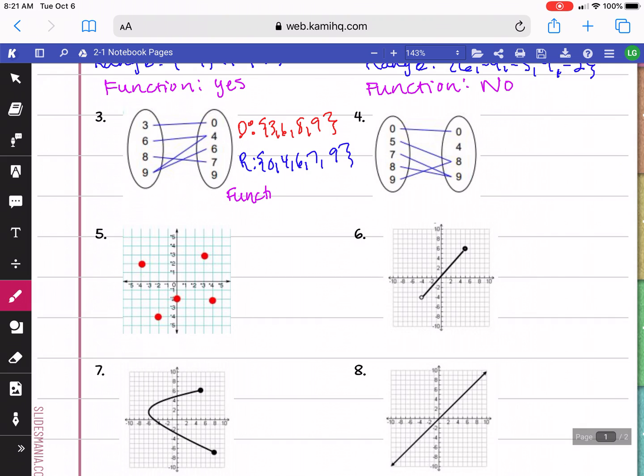And to see if it's a function, you want to make sure x does not repeat. So if you look at our x's, this really represents (3, 0). This one here represents (6, 4). Then we have 8 pointing to 7. Then we have 9 pointing to 4. But 9 is also pointing to 6. So you'll notice the 9 repeats. So this one is not a function.